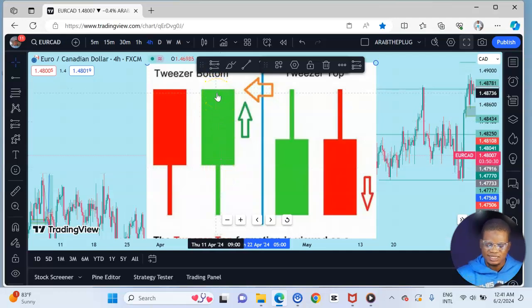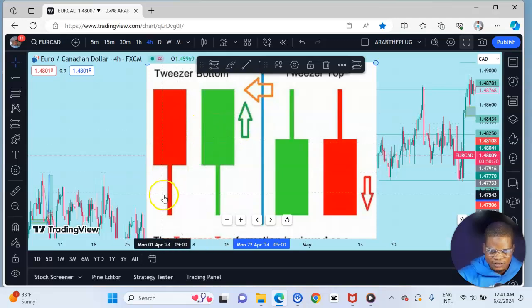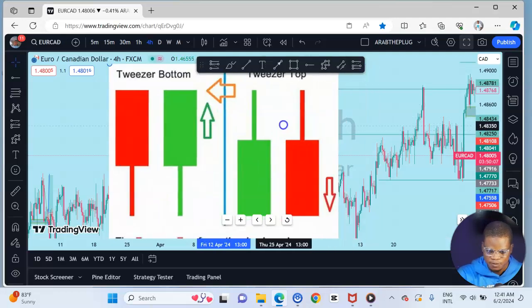So it's telling you that a lot of buyers are already in this market and the market is about to skyrocket. That is the meaning of tweezer bottom. So it is two times price rejection. Price failing to stop at the lowest point and trying to go up two times in two different candles to come together to form a formation of a tweezer candle. So it's pretty much the same thing with tweezer top.